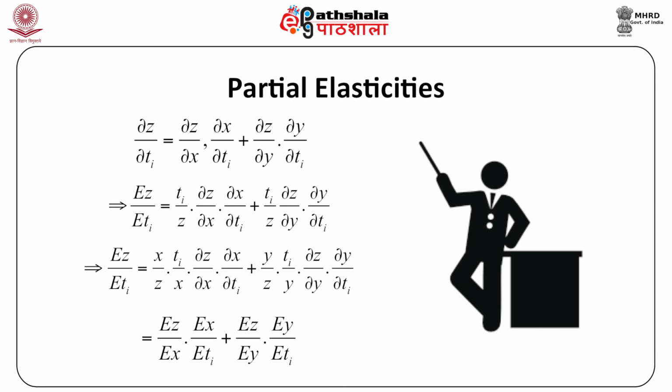Now multiply and divide the first term on the right hand side by x and the second term by y, which implies that Ez/Et1 = (x/z)(t1/x)(∂z/∂x)(∂x/∂t1) + (y/z)(t1/y)(∂z/∂y)(∂y/∂t1), which is Ez/Ex · Ex/Et1 + Ez/Ey · Ey/Et1.